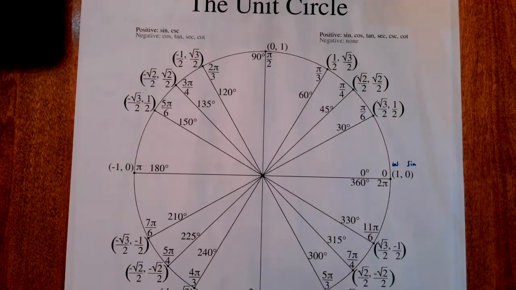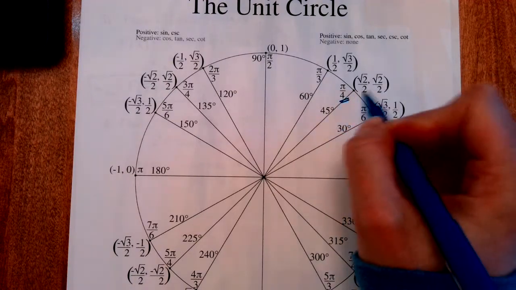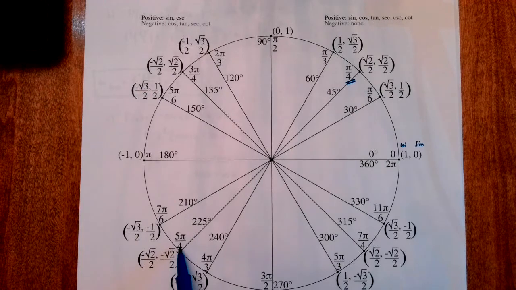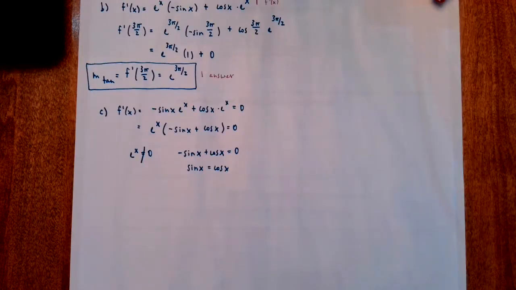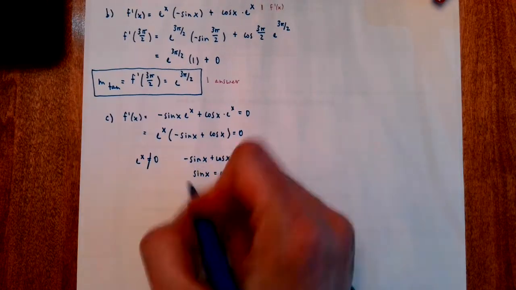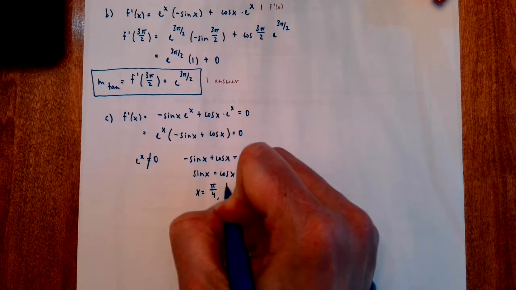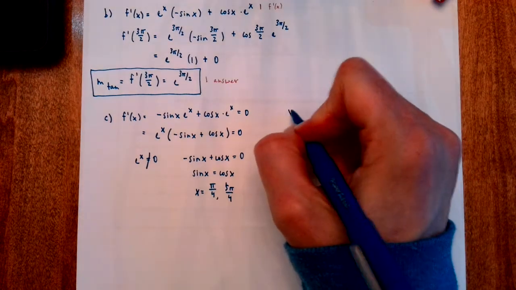I happen to know that's going to happen here at pi over 4. My sine and cosine are the same. It's also going to happen down here at 5 pi over 4 because sine and cosine are the same. So I know in that interval between 0 and 2 pi, my critical points are pi over 4 and 5 pi over 4. So now I'm going to make my options chart.